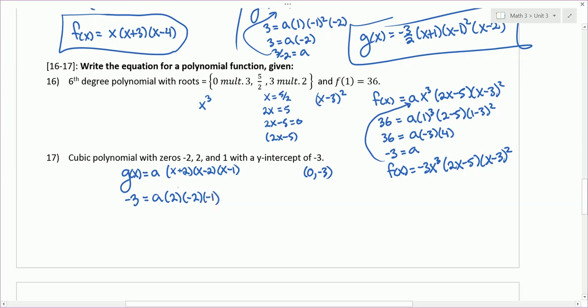So I plugged in 0 for x, that gave me 2 times -2 times -1, which is 4. So -3 equals 4 times a. Divide by 4, -3 over 4 is a. Plug that back in, and you have your function g of x is -3/4 times x plus 2 times x minus 2 times x minus 1.